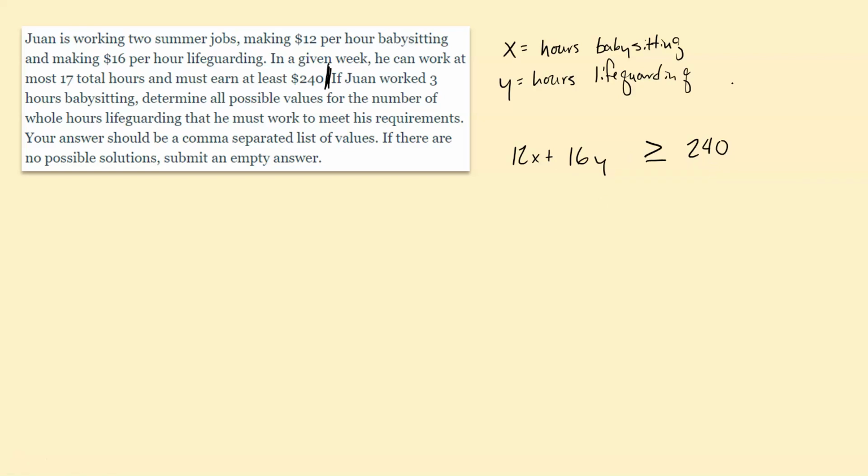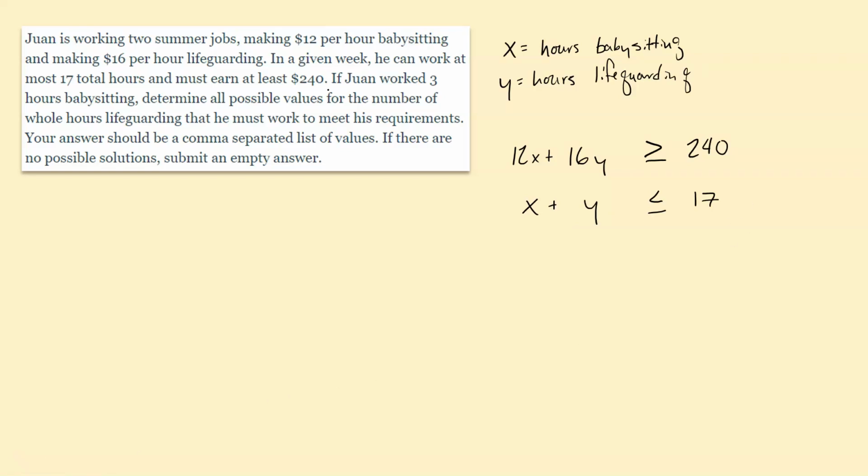So now we want to come up with our inequality that we're going to use to represent the amount of time. It says he can work at most a total of 17 hours. So we can represent our total time by just saying x plus y, hours babysitting plus hours lifeguarding. And we want that to be at most 17 hours. So it can equal 17 hours or it could be less than 17 hours. All right, so this is the amount of time Juan is working. And we want that to be less than or equal to 17.